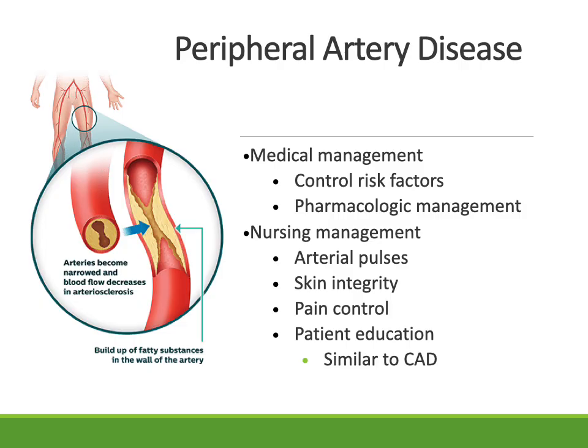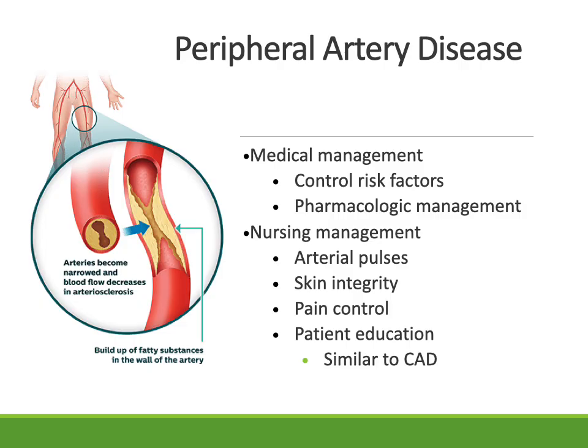We need to monitor these patients, assessing those pulses. Always compare both sides, document color and temperature of that extremity. Use the Doppler if you can't palpate a pulse. Look at the skin. Really try to avoid any type of pressure. They're at high risk for any type of skin breakdown due to the low perfusion state, so we want to protect them from that as well.